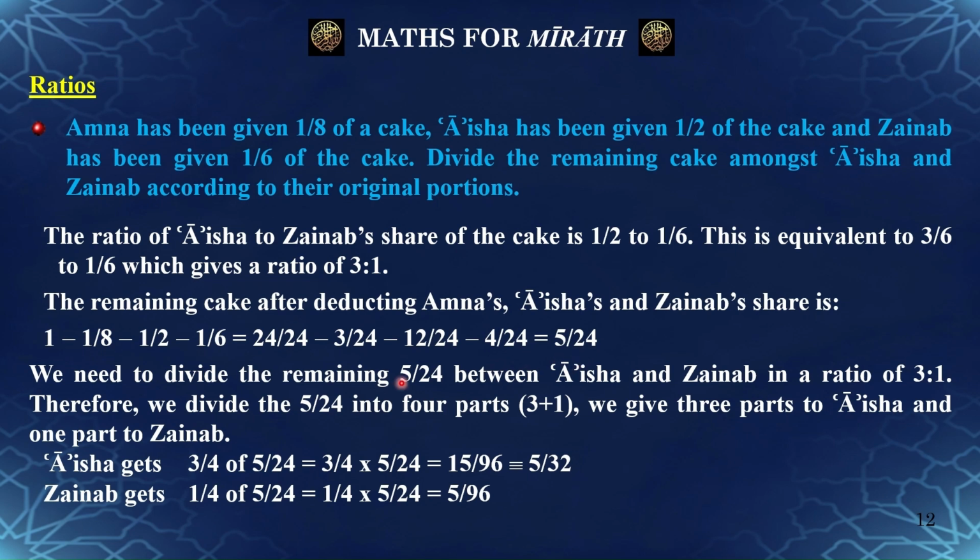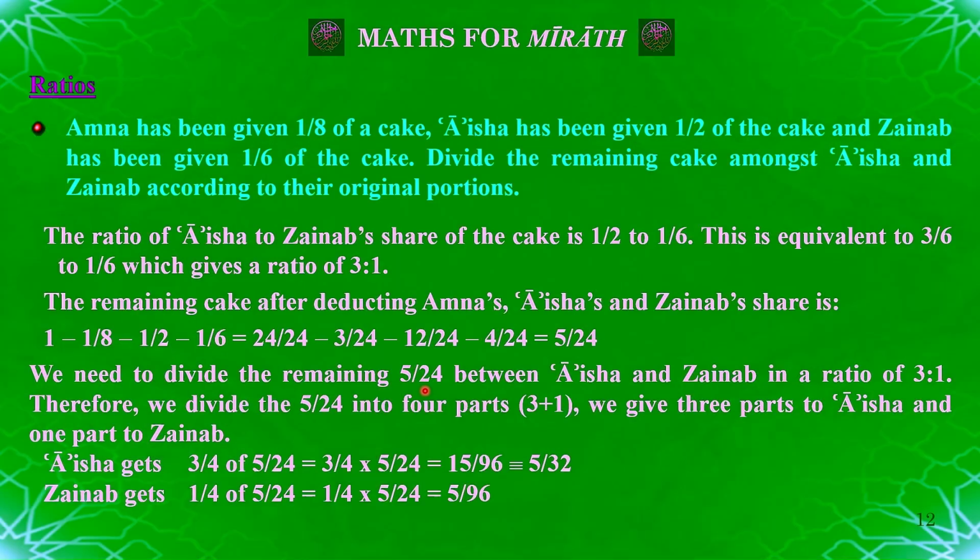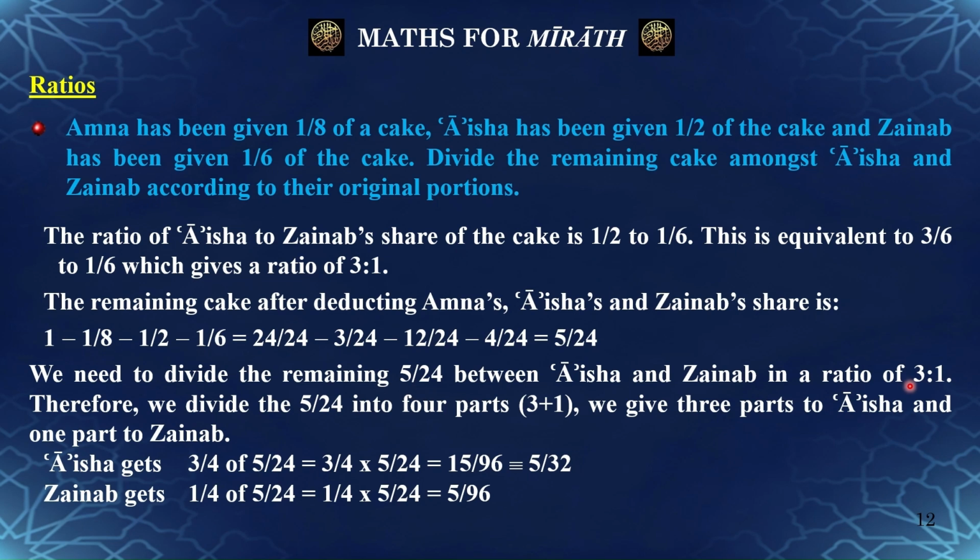We need to divide the remaining 5/24 between Aisha and Zainab in a ratio of 3 to 1. Therefore, we divide the 5/24 into 4 parts, 3 plus 1. We give 3 parts to Aisha and 1 part to Zainab. Aisha gets 3/4 of 5/24, means 3/4 times 5/24, which equals 15/96, reduced to 5/32. Zainab gets 1/4 of 5/24, means 1/4 times 5/24, which equals 5/96.